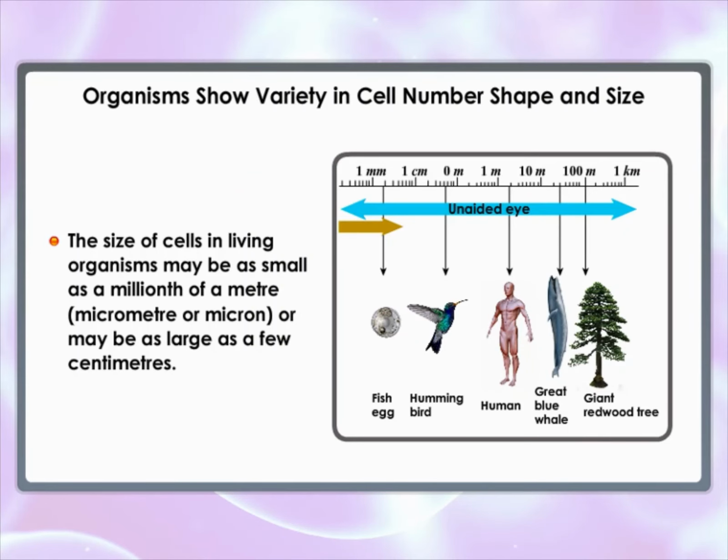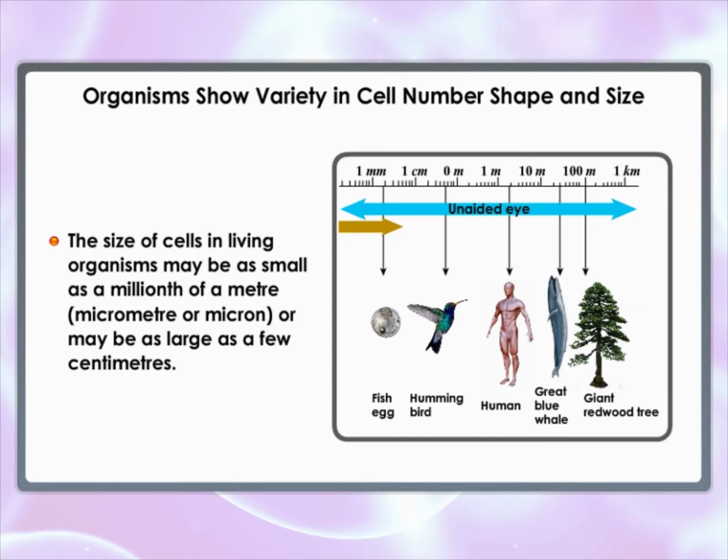Let's discuss the size of cells. The size of cells in living organisms may be as small as a millionth of a meter, micrometer or micron, or may be as large as a few centimeters. However, most of the cells are microscopic in nature and are not visible to the unaided eye. They need to be enlarged or magnified by a microscope.